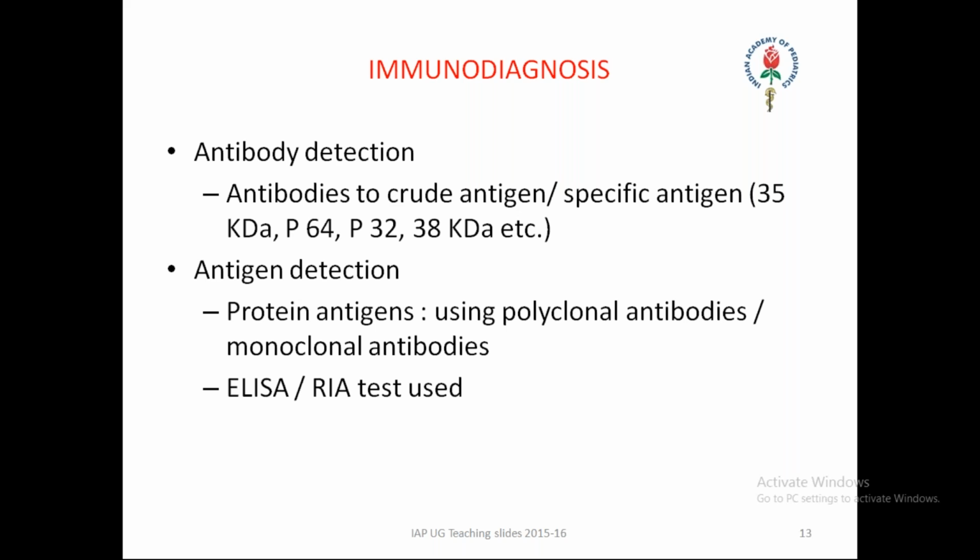In immunodiagnosis, we do antibody detection. Antibodies are detected to the crude antigen and specific antigens, that is 35 kDa, P64, P32, 38 kDa, etc. Antigen detection is by protein antigens using polyclonal or monoclonal antibodies, and ELISA and rapid immunoassay tests are used. So antigen detection is mainly of protein-containing antigens through ELISA or rapid immunoassay, and antibodies are those to the antigens, like the following antibodies.